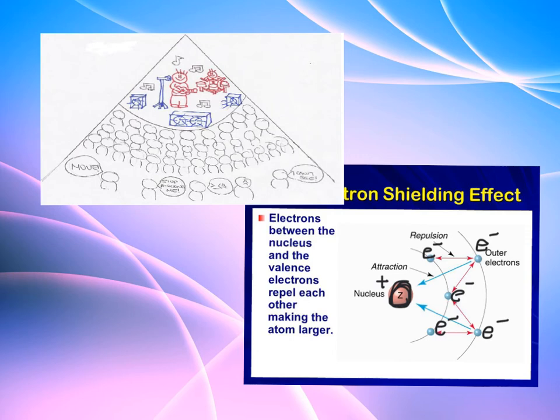So the outer electrons only experience an attraction based on either how close they are or what all is in between them. So the shielding effect is basically things will be diminished based on how far away from the nucleus they are, or based on how many electrons are between the nucleus and this outer energy level.